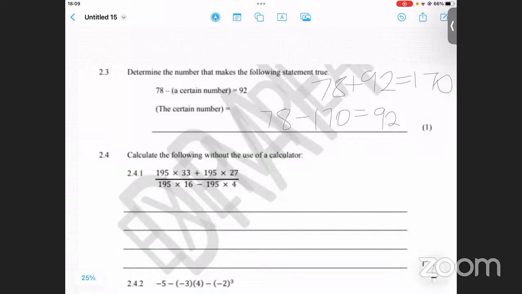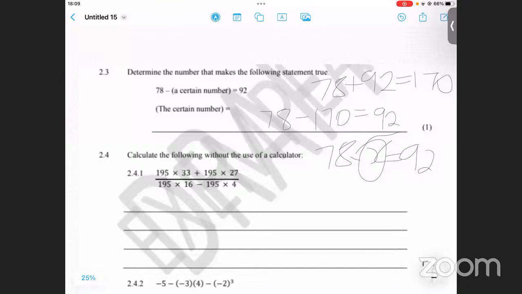Ma'am, I did say 78 minus 170, but then it gave me negative. Guys, I get it. It's like you're calculating for a certain number. You can replace a certain number there with an x. You can simply say 78 minus x is equal to 92. And then you're going to be solving for this x. Do you guys get it?